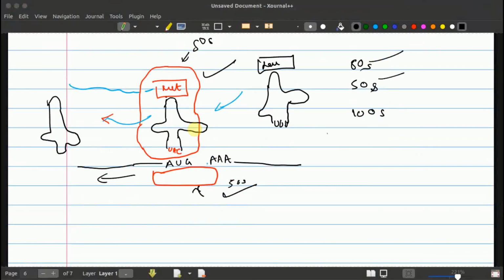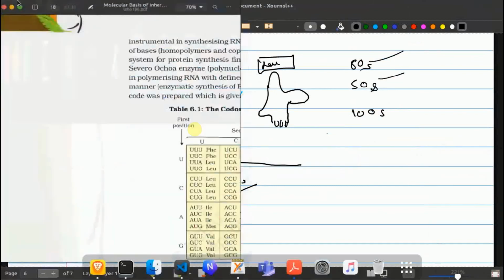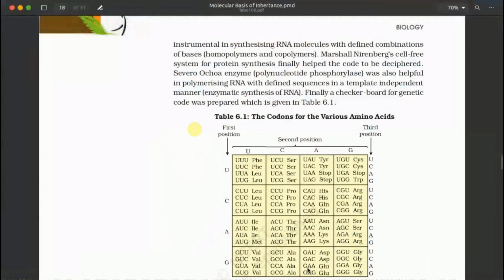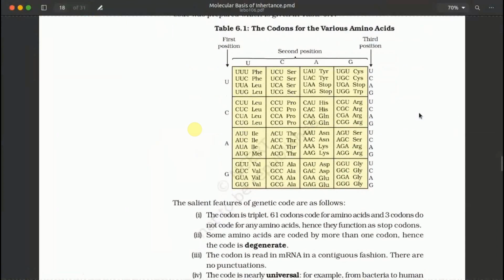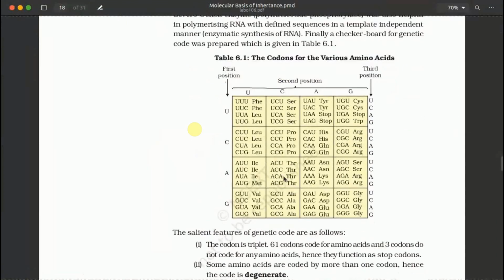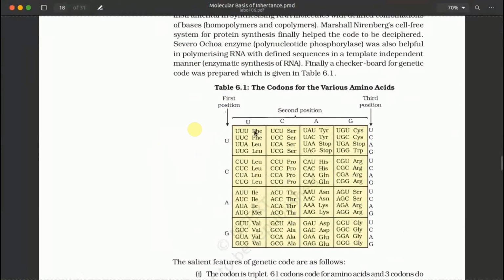And how translation happens is that you need an AUG to start, correct? After that your reading frame is fixed, and then you start reading in groups of 3. So this is the table of various codons. You don't really need it, but just remember, how many possibilities do you have of 3? 4 cubed, right?